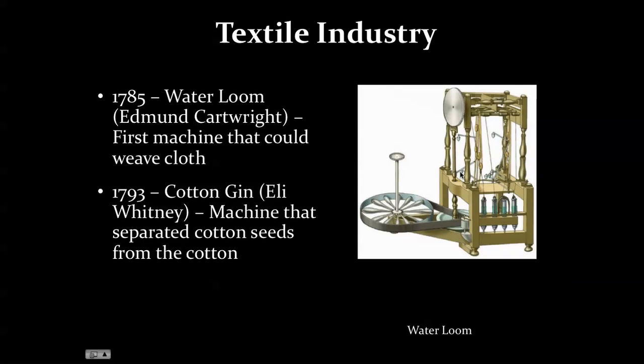Okay. Another invention which took that idea even further was Edmund Cartwright's water loom, which was the first fully mechanised machine that could weave cloth. And it's called a water loom because it was powered by a mill, by water, going through a water wheel. Similarly, Eli Whitney developed a machine called the cotton gin, which separated cotton seeds from the cotton ball.